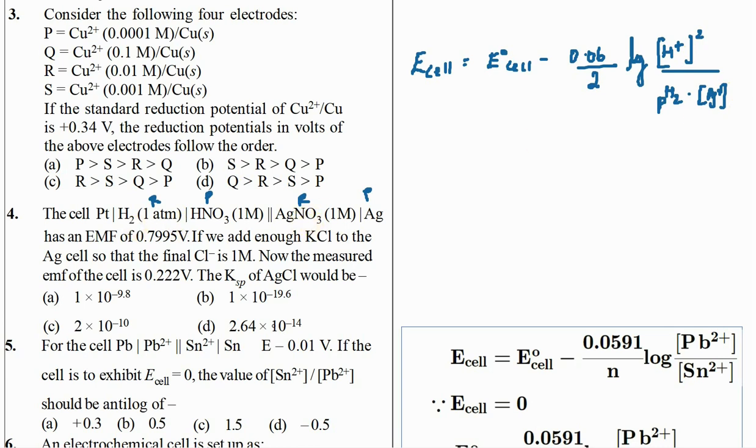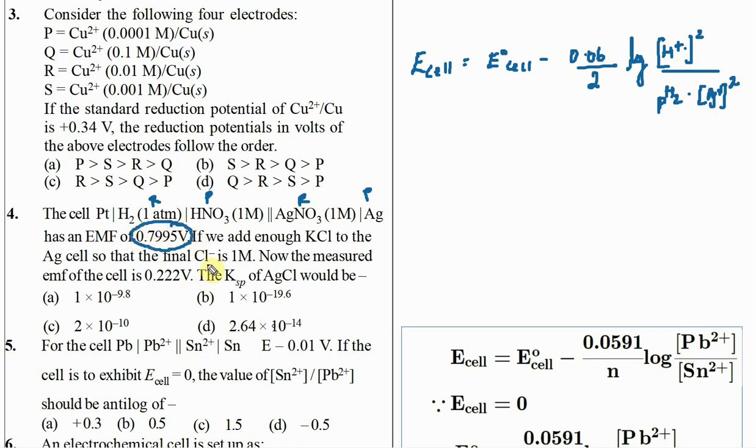Now we will have 2H plus and 2 AgNO3, so we have to have a squared here. Okay. Now if you look at it, everything is given as 1. This is 1, this is 1, this is 1. That tells you that all this will cancel out because log of 1 is 0. So E cell equals E naught cell. So this essentially is also your E naught cell.